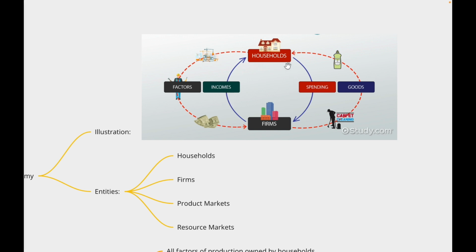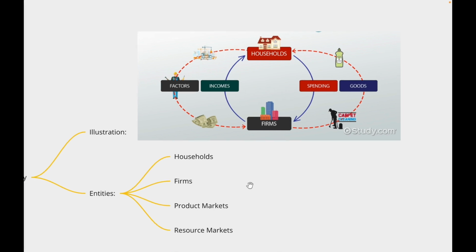And then in this inner circle right here, the households, we spend our money on the goods and services that firms produce. We spend money on a variety of things, such as the goods of apples or the services of getting a haircut. And in return, the firms are providing the goods and services. If they don't provide the goods and services, we'll have nowhere to spend our money. So that is this closed economy.